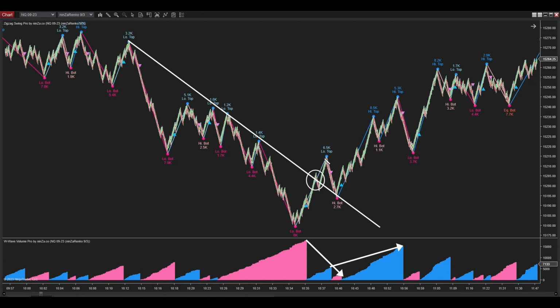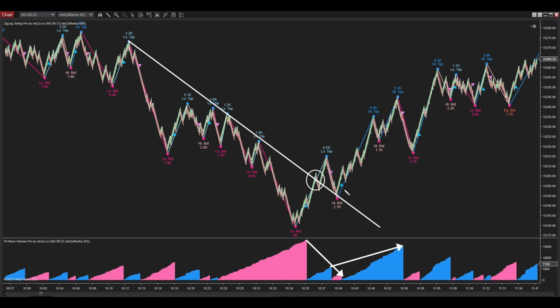In this particular instance, the volume at the bottoms has decreased from 800 to 2700 and the volume at the tops has increased from 1400 to 6500. These volume changes align with the change in volume indicated by W-Wave Volume Pro. This adds to my confidence in an uptrend scenario.